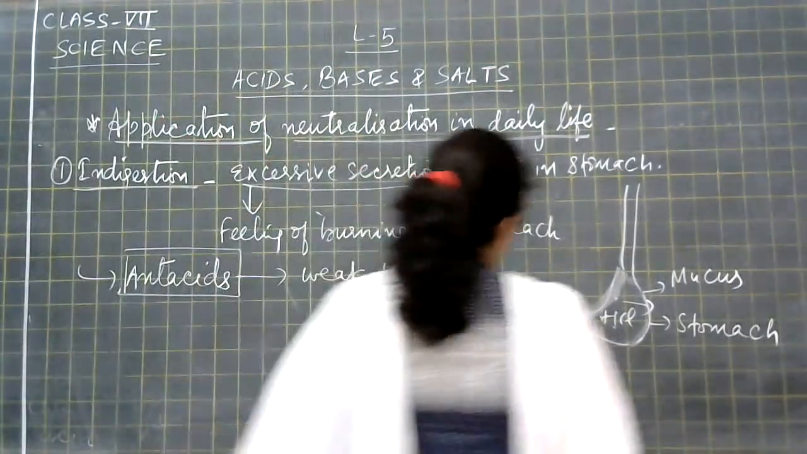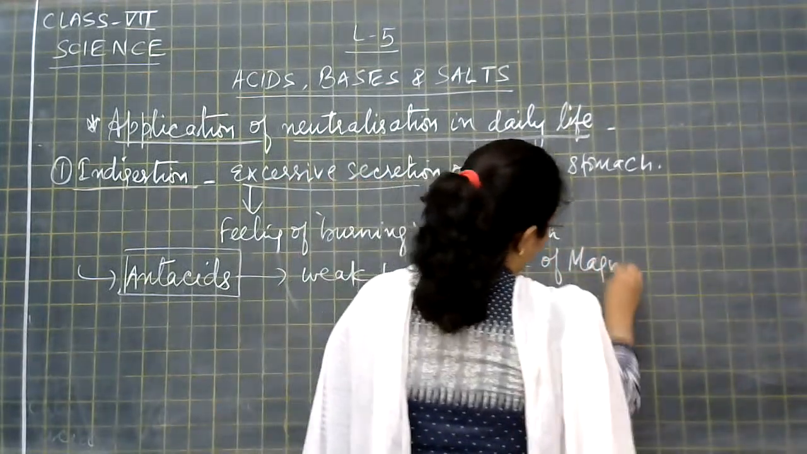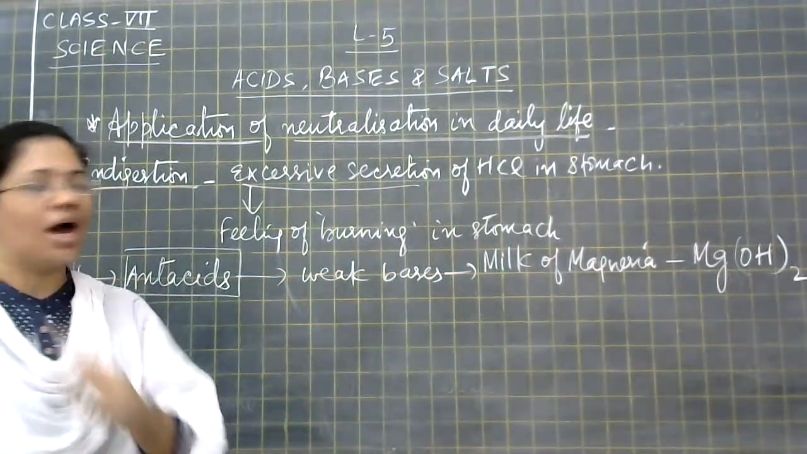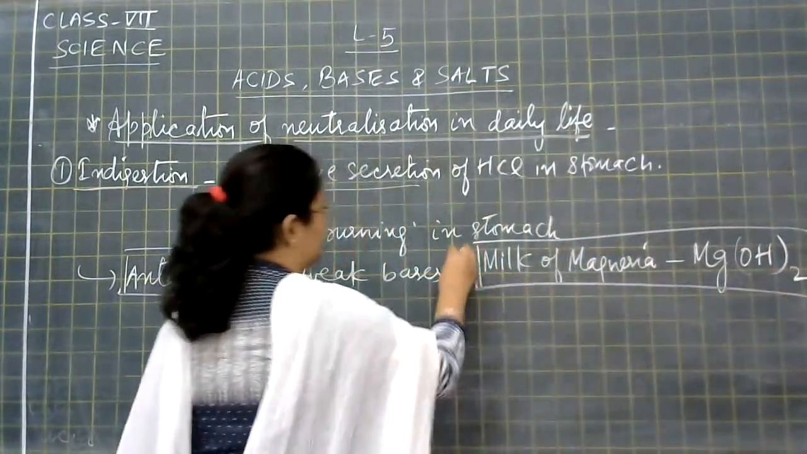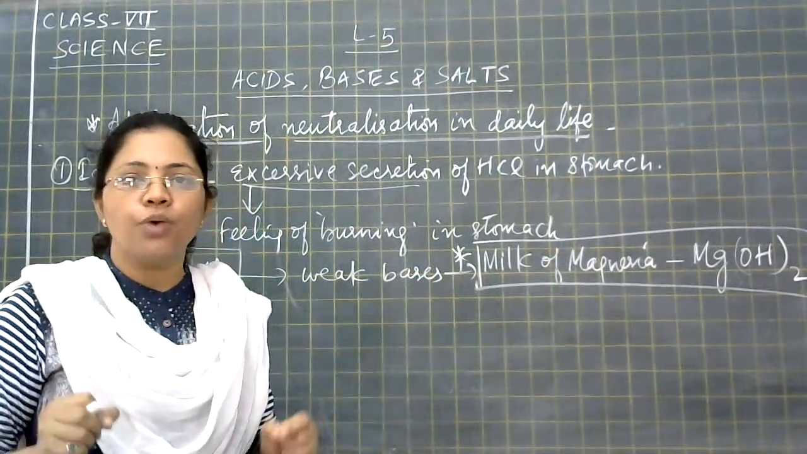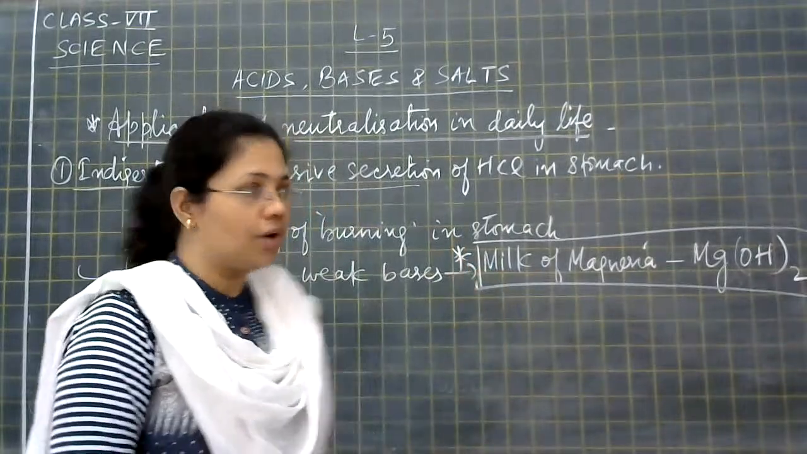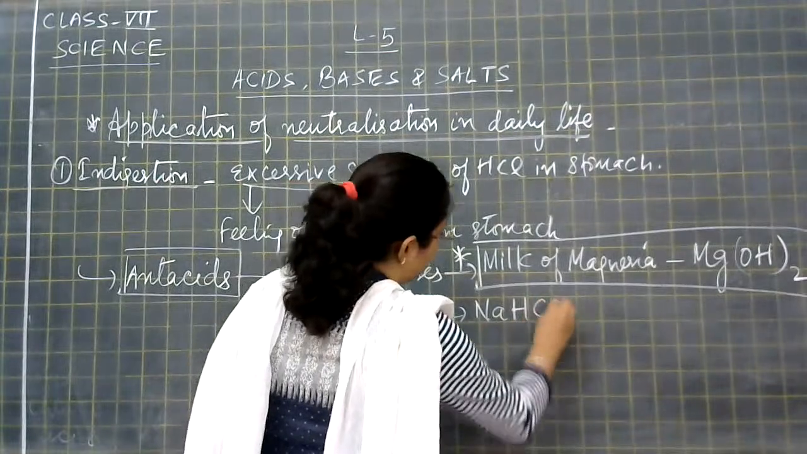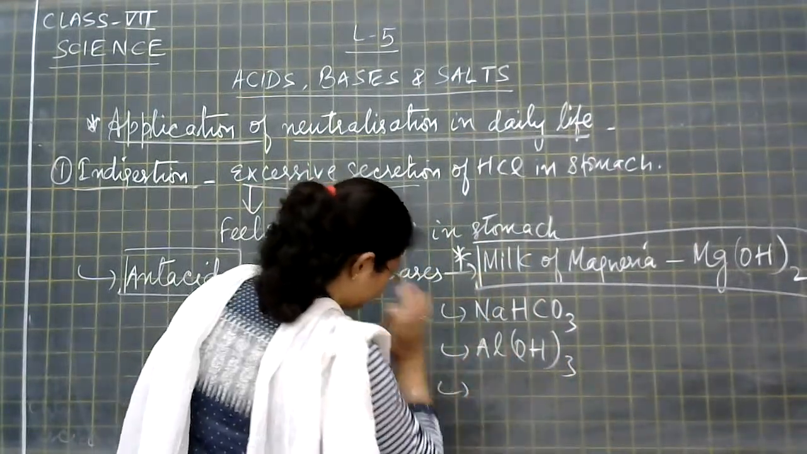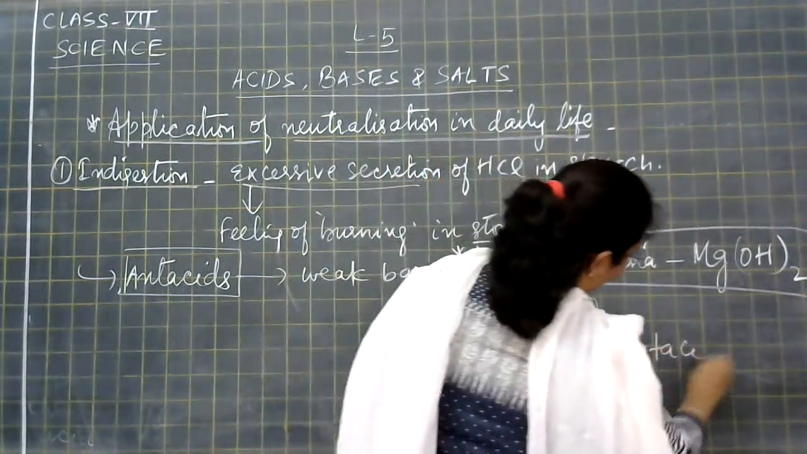Now the commonly used antacids which we take in day-to-day life, for example, milk of magnesia, that is magnesium hydroxide. This particular example you have to remember because it is given in your NCERT. Many more examples are also there for antacids. So first which you have to remember is milk of magnesia, Mg(OH)2, magnesium hydroxide. तो याद रखेंगे milk of magnesia common name है, chemical name है magnesium hydroxide, right? Another one, we have sodium hydrogen carbonate. We may also take aluminium hydroxide. One more is magnesium carbonate.